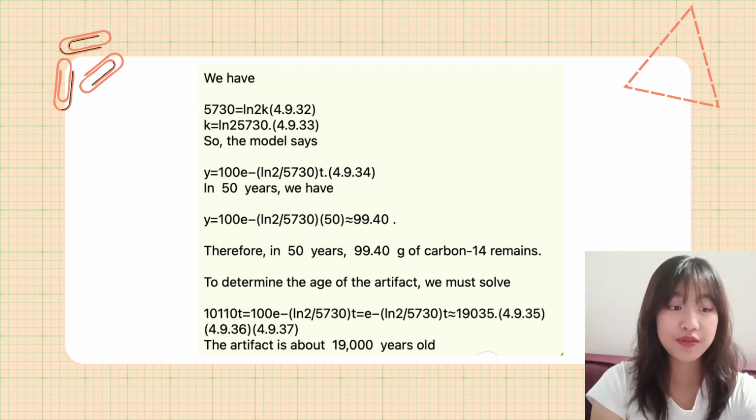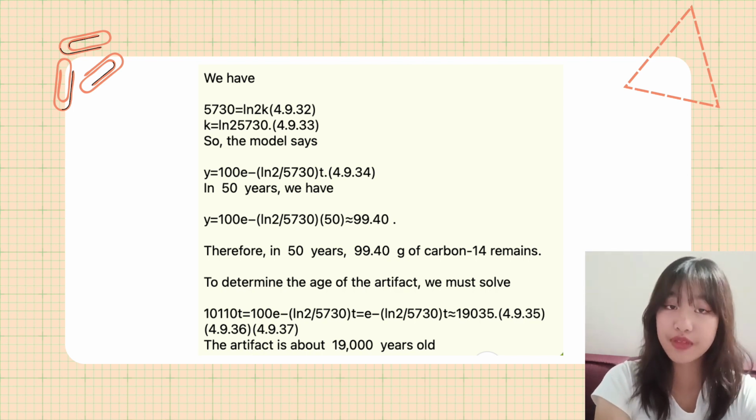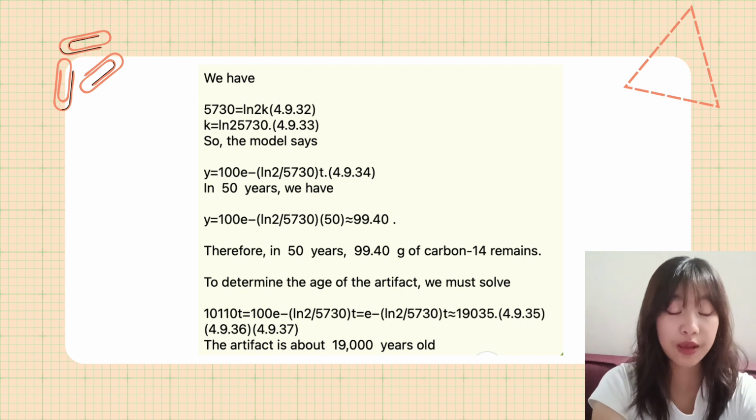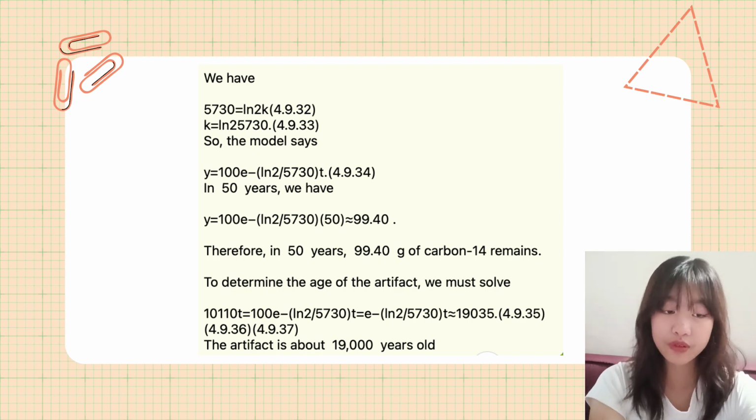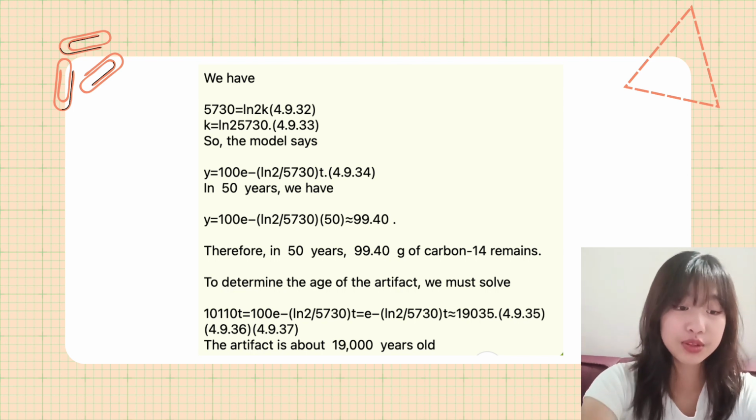To determine the age of the artifact, we must solve 10 equals 100e raised to negative ln 2 over 5,730 times t. So 1 over 10 equals e raised to negative ln 2 over 5,730 times t, and t equals 19,035. Therefore, the artifact is about 19,000 years old.